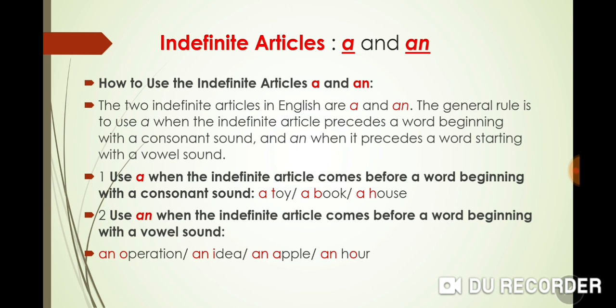Indefinite articles a and an. How to use the indefinite articles a and an? كيف نستخدم أدوات التنكير a and an؟ تعرفون أدوات التنكير نستخدمها قبل اسم، لازم الاسم يكون معدود ومفرد. Okay. The two indefinite articles in English are a and an.